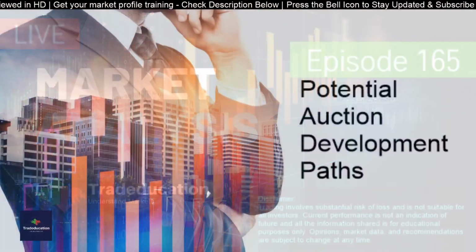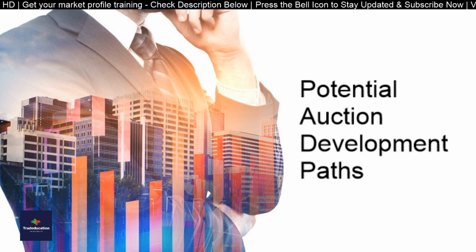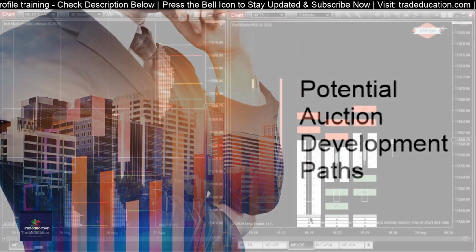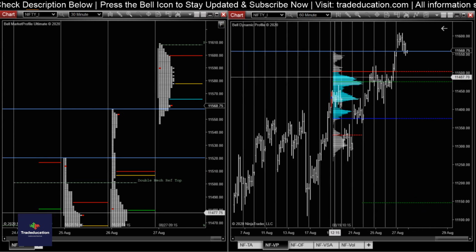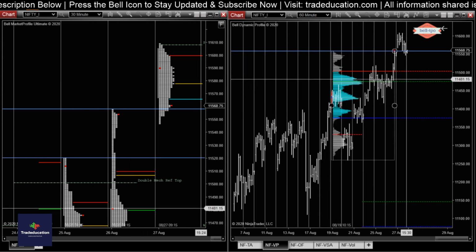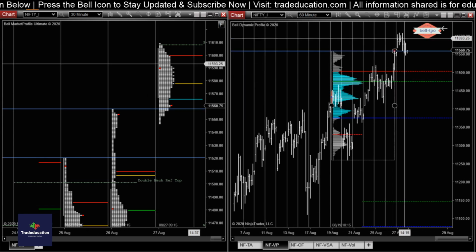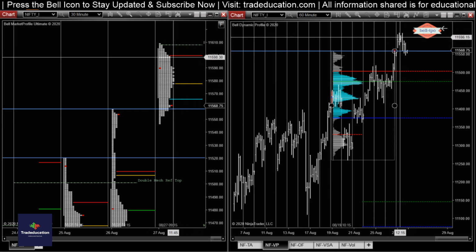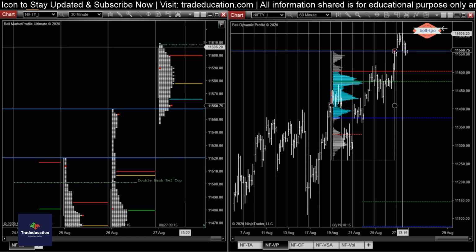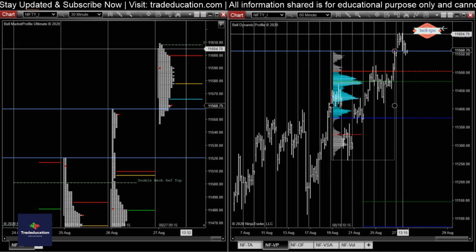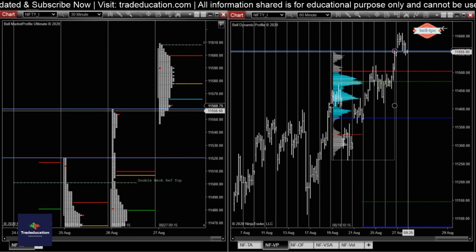Okay. So with that, let's quickly look at what happened yesterday, how the auction developed, and what can be the potential auction development paths for today. First of all, let me just jump to the volume profile chart, and what we have is we opened with a good gap up, then some sort of exhaustion pattern seen around 11,606, and then it filled the gap.